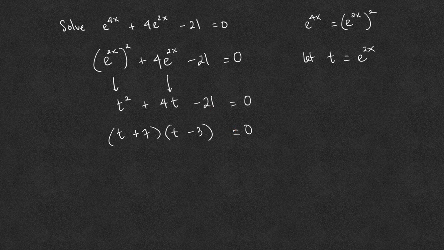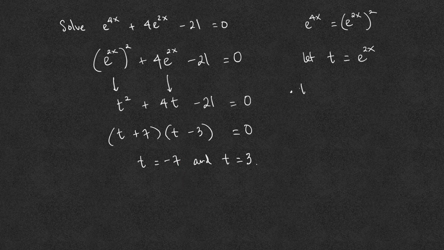Since it is a product and it is equal to 0, we can read off the zeros. The zeros are t equals negative 7 and t equals positive 3. But these are not the solution because these are t. For each of the t we found, we would do a back substitution.